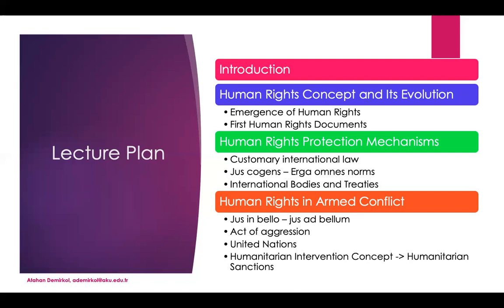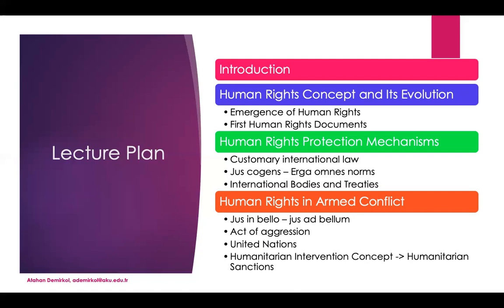After that, we will go through the human rights protection mechanisms, which are important for our lecture because we will not just talk about human rights protection under armed conflict. We will also summarize the protection mechanisms during normal times. In that section, we will go through the customary international law concept. While doing that, we will also mention jus cogens and erga omnes norms, like obligations erga omnes. And lastly, in that section, we will talk about international bodies and treaties to protect human rights, like which treaties can be referred to for the protection of human rights, or which international or regional bodies can be referred to.